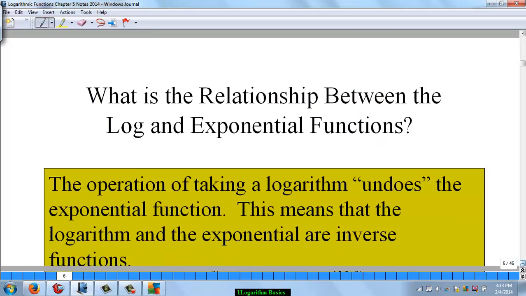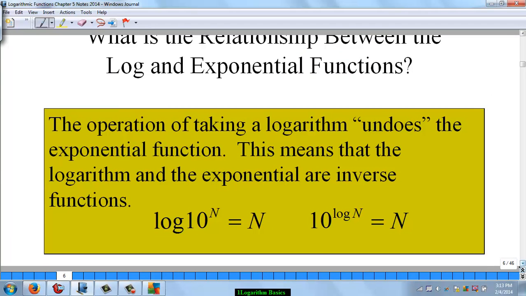Okay. All right, let's look at some of these. The operation of taking a logarithm undoes the exponential function. This means that the logarithm and the exponential functions are inverse functions. So if you look at this here, if I have log base 10 of 10 to the n, you could rewrite it and say, oh, 10 to the n equals 10 to the n. You're like, okay. But what this does is if the log and the 10 are next to each other, it's n equals n. This way works too. If you have a base 10 raised to a log, as long as the 10 and the log are next to each other, you cross it off, say thanks for playing, equals n. I always say thanks for playing.